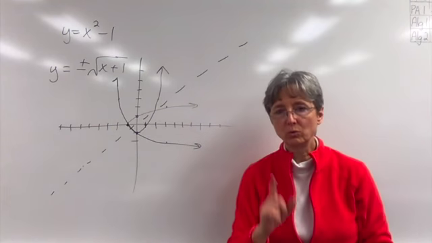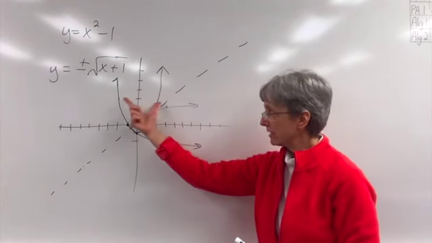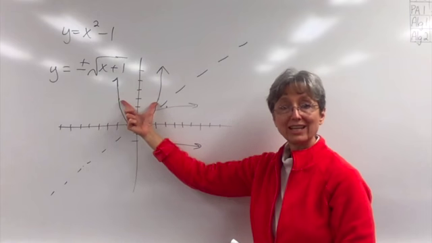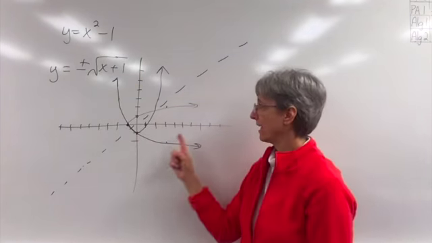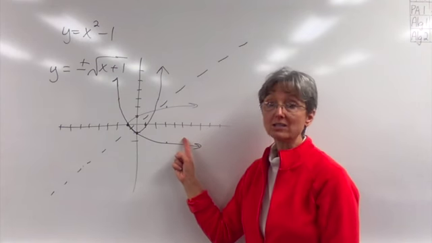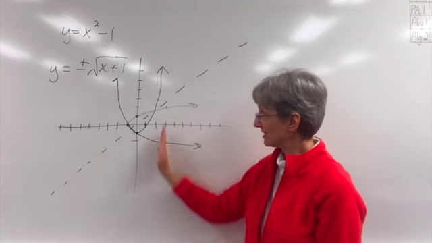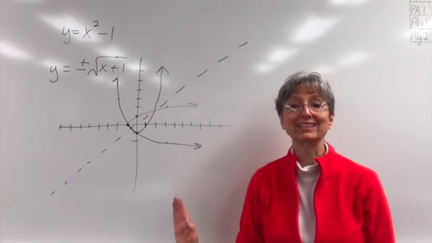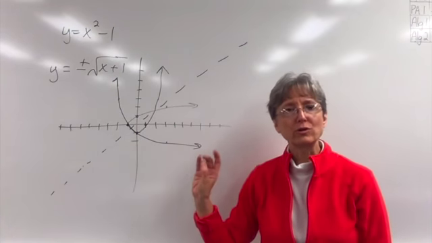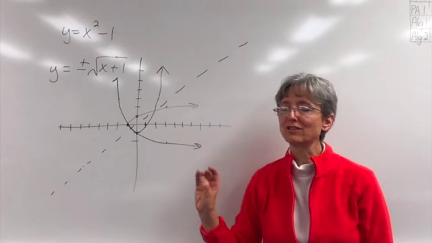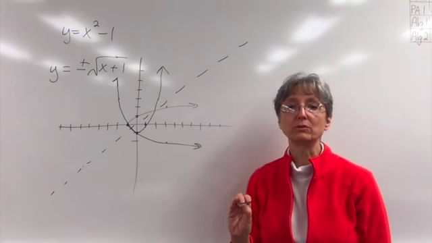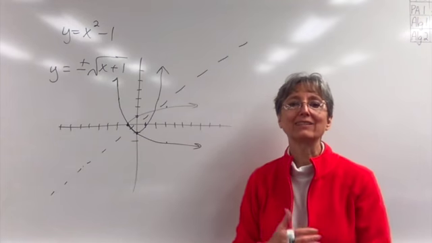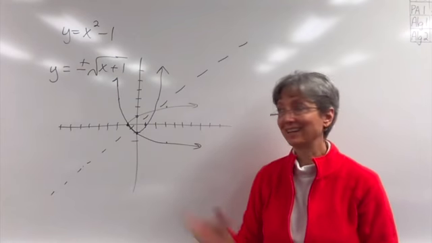Another thing really interesting. This original relation, this original equation, is a function. This one is not a function. Notice it does not pass the vertical line test. So inverses of functions are not automatically functions. It is possible for a function to have an inverse that is not a function, and here is a great example of that.